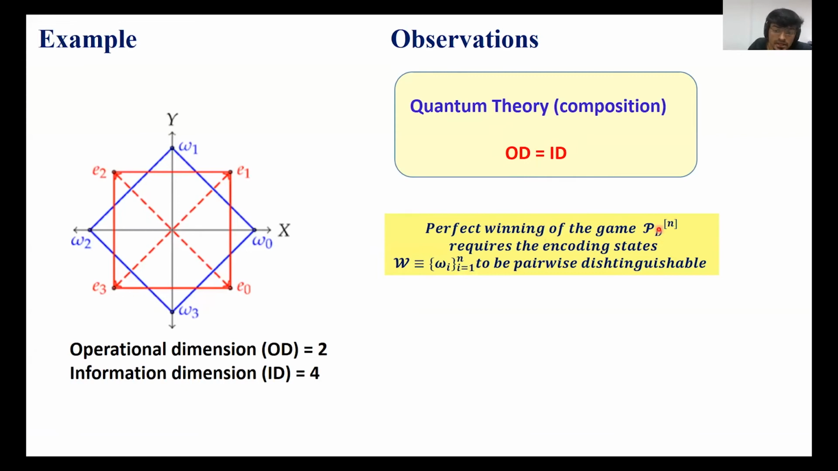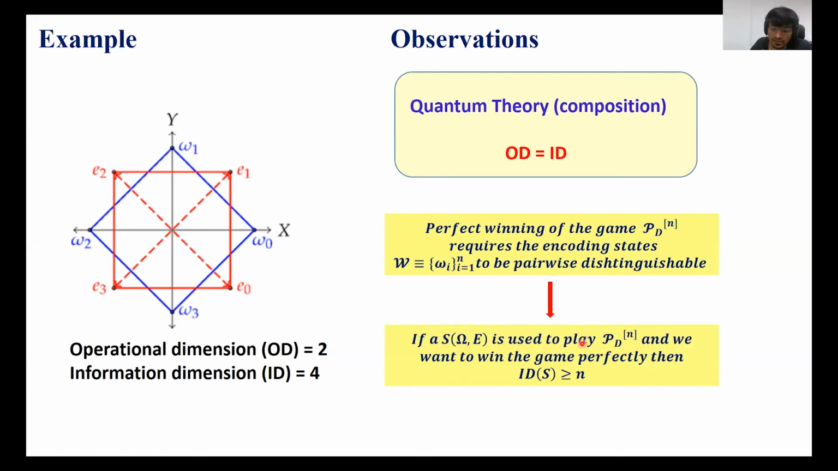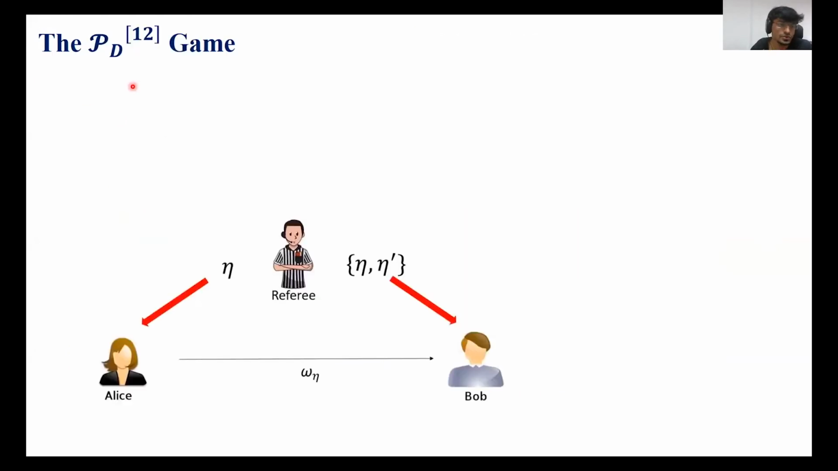For this particular kind of game that I discussed, to win this game perfectly, we need to encode our states in n perfectly pairwise distinguishable states. Another way of saying that is, if we have to play this game PD_n, where n corresponds to the number of messages in the given set, and we want to win this game perfectly, then we should ensure that the information dimension of the system we are using should be at least n. So we'll consider this particular kind of game, PD_12.